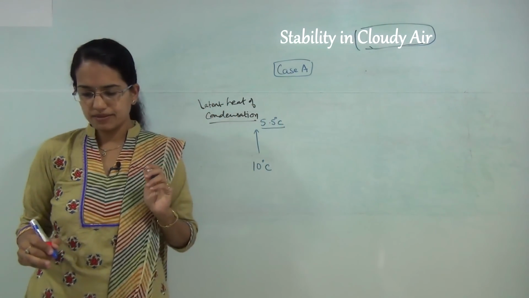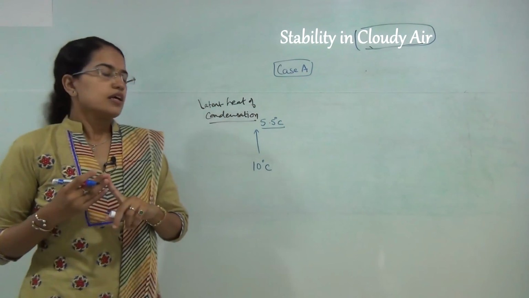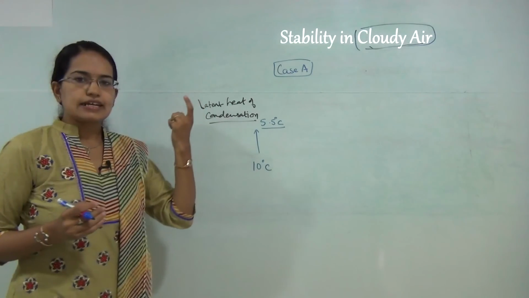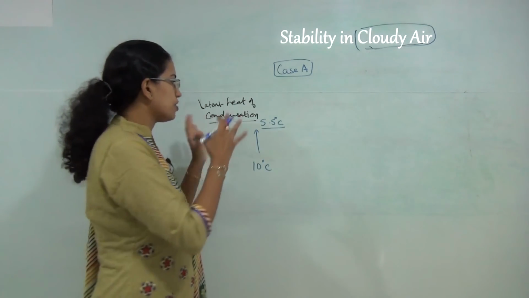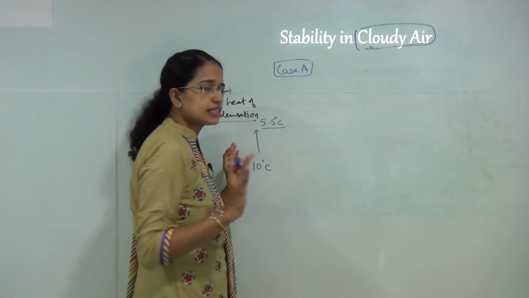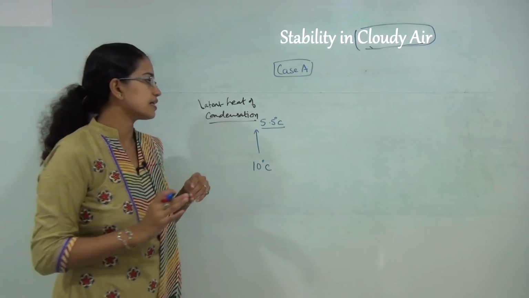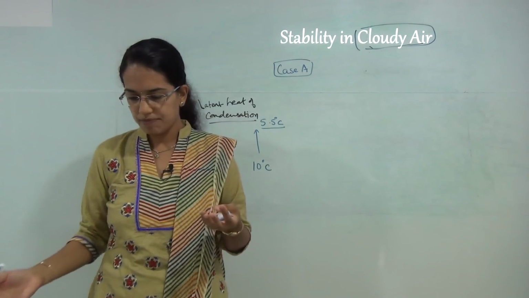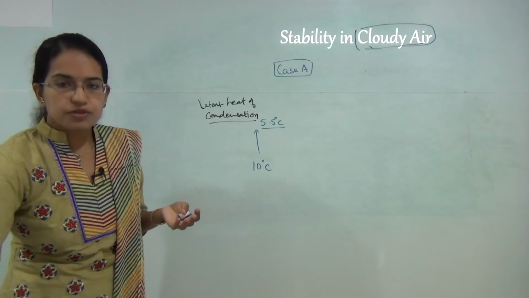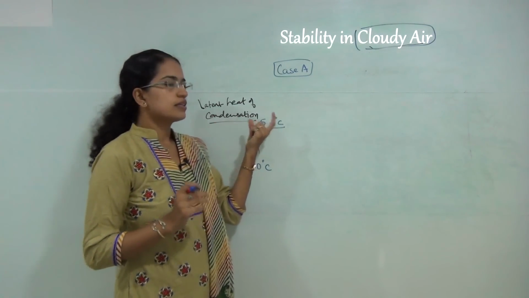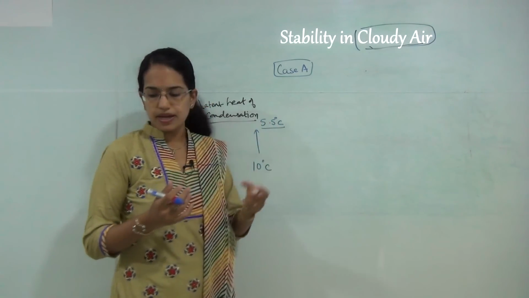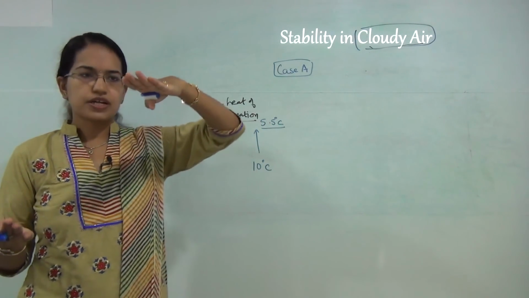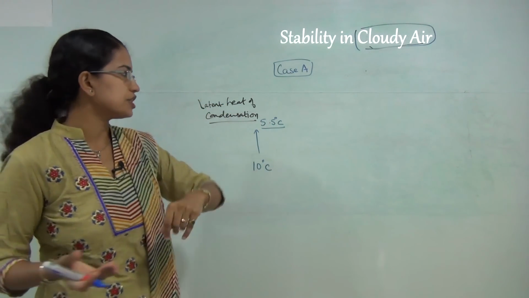Now what would happen in the first case? The bubble or the air parcel is at 5.5 degrees Celsius. However, the surrounding air is at a higher temperature, say around 7 degrees Celsius or 8 degrees Celsius. Then what would happen? The bubble would be cooler than the surrounding. Since the bubble is cooler than the surrounding, it will try to sink back to the original position.